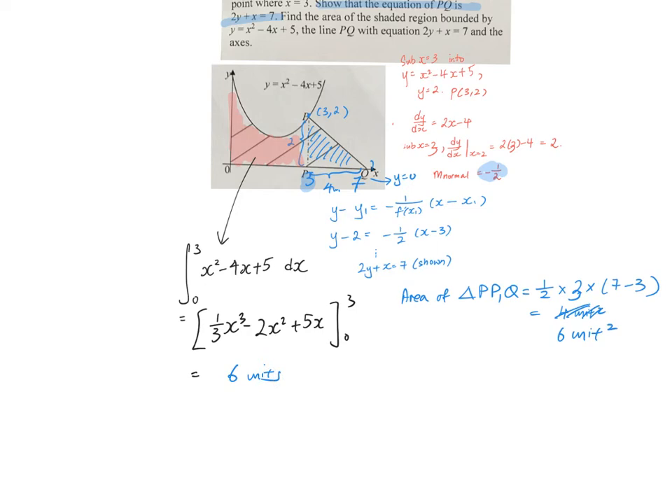Now obviously I made a careless mistake earlier, so this answer over here is actually 6, not 4. So if I take 6 plus 6, my answer will come out to be 12. So the total area of the shaded region would be 6 plus 6, which is 12 units squared.